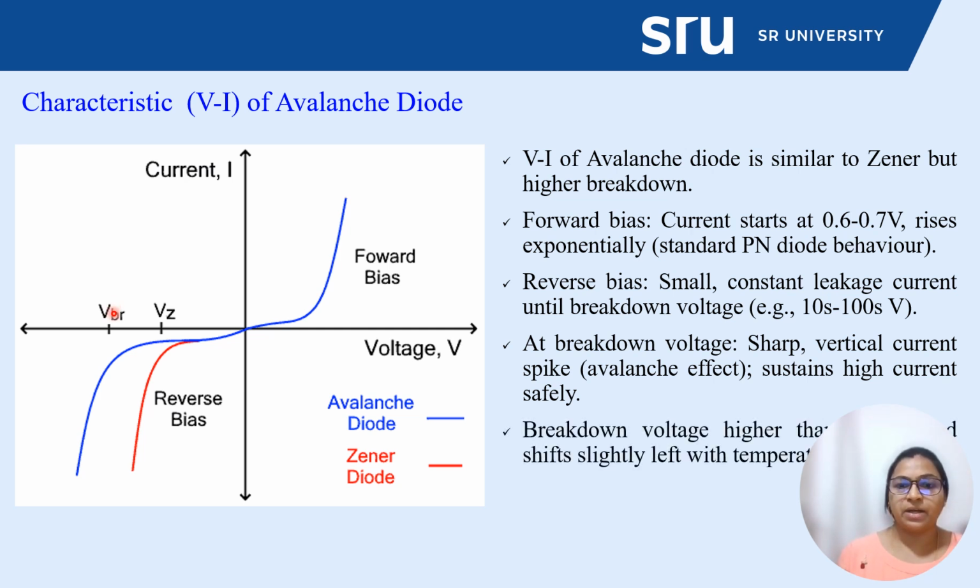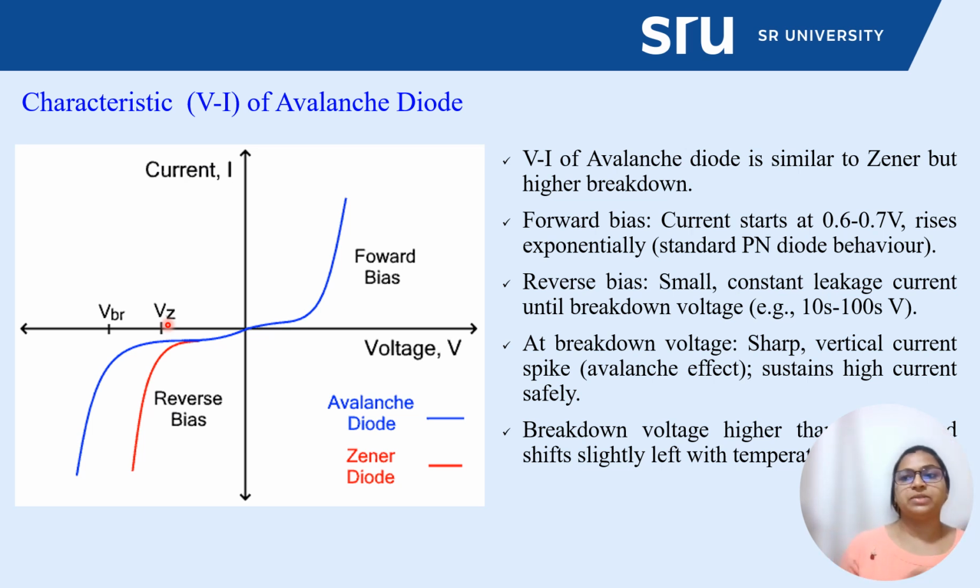The breakdown voltage is higher than that of the Zener diode, meaning the avalanche diode also works in reverse breakdown. It has a lot of similarity, but for the avalanche diode, the breakdown voltage is much higher than the Zener diode.